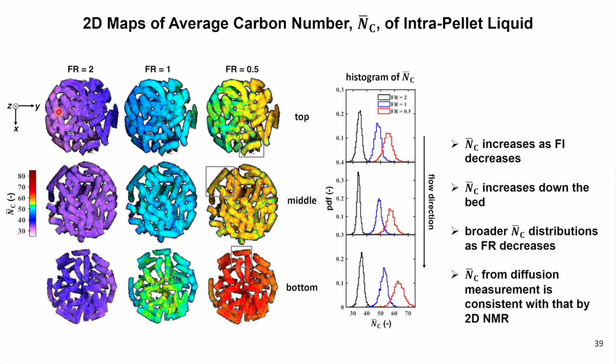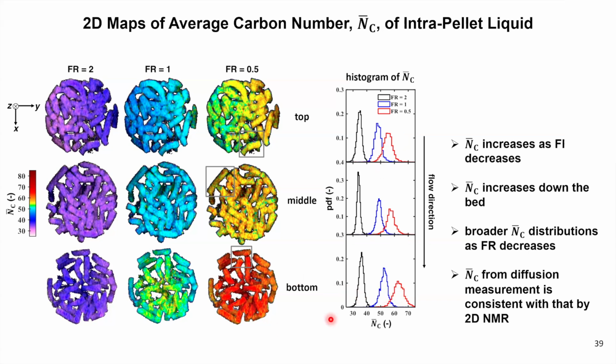Again, we can see as we decrease the feed ratio, going from left to right, the carbon numbers are increasing significantly. So the purple here is sort of 35 or something, coming up to 55 for the yellow regions. And as we go down the bed, we're getting longer chains being formed again. So down here, we're looking at carbon chain lengths of 60 or 70. You can see the distribution here actually also increases as the feed ratio increases from black to blue to red.